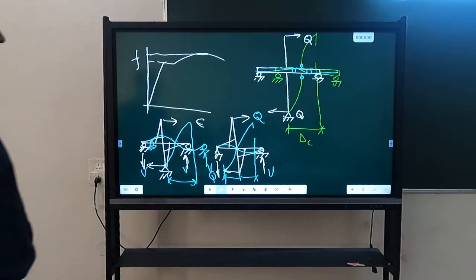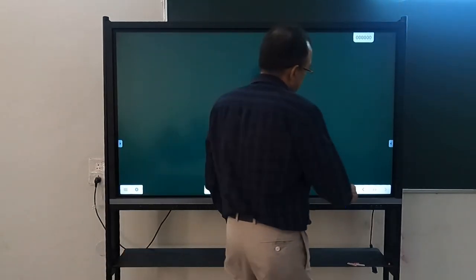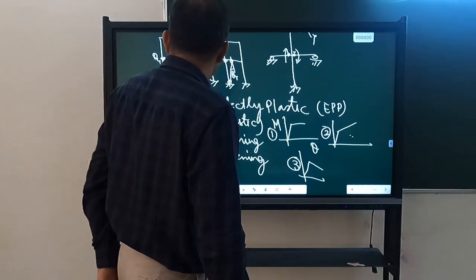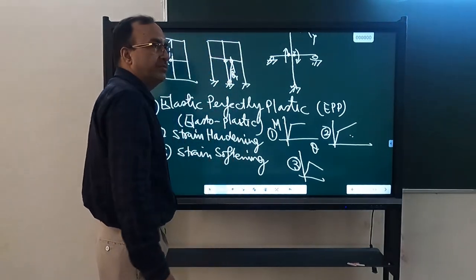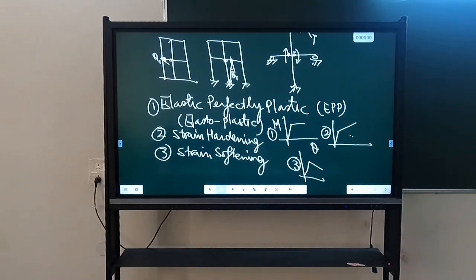Now, can I ask you to extend it? Can you do the first slide, before this? So this third section. This one? Yes. Strain softening. So what will be the ultimate means? Till yield point, we have a capacity of F by F, but after that it is dropping down.